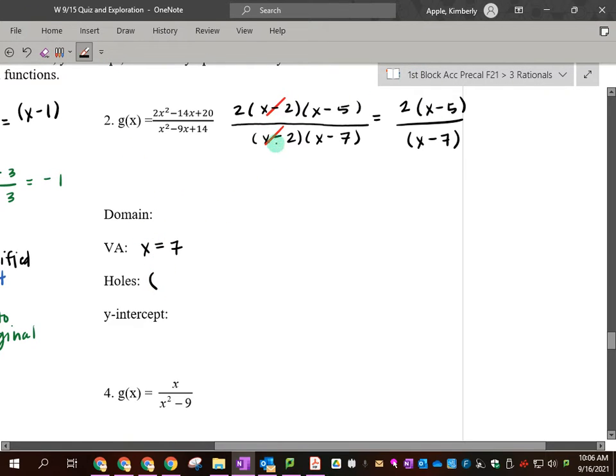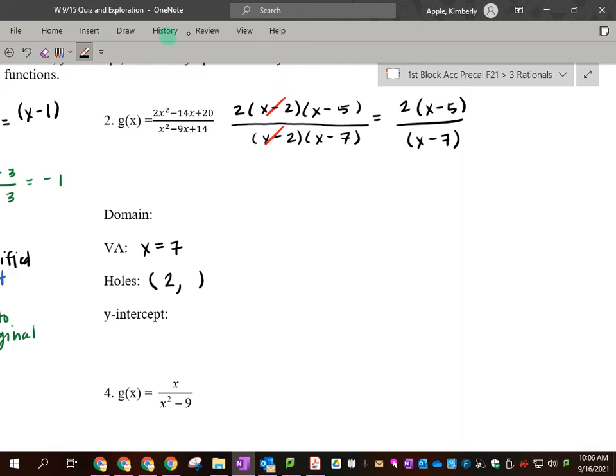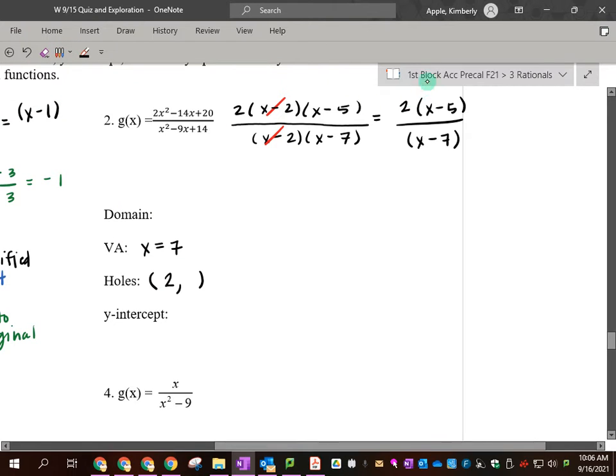All right. So from there, let's go look for our holes. So the holes occur at the one that crosses out. So this will be a hole at positive 2 something, right? I don't know what it's going to be as far as the y value of that hole yet. But to find it, I'm going to plug it into the simplified version, this. So that'll be 2 times 2 minus 5 over 2 minus 7. So that'll be 2 times negative 3 over negative 5. So that'll be 6 over 5, which is the y coordinate of the hole.